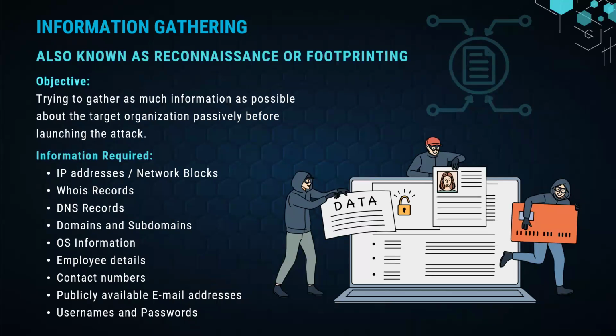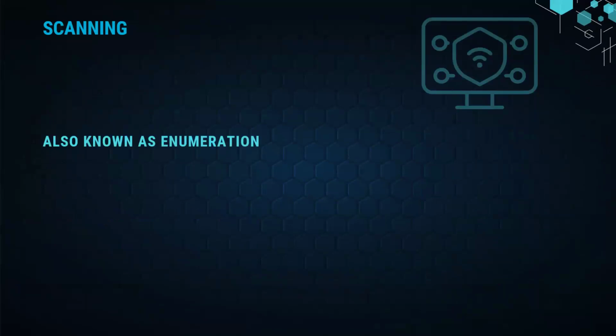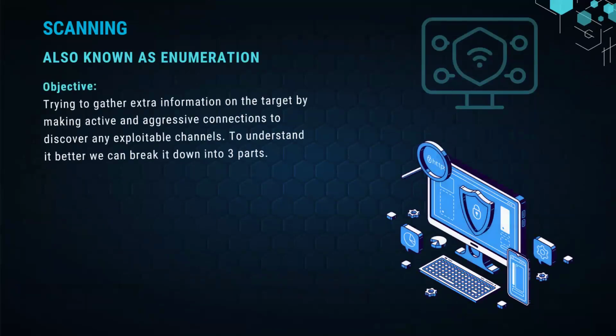So moving on, that's about information gathering, guys. We are obtaining this information, and that information again is utilized in the next phase. So this is where we perform something called scanning. Scanning is where you get some extra data, but by making active and aggressive connections. Earlier we got the data passively, guys. Here we get the data actively.